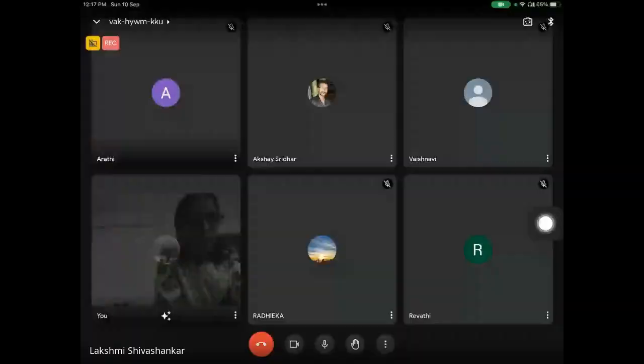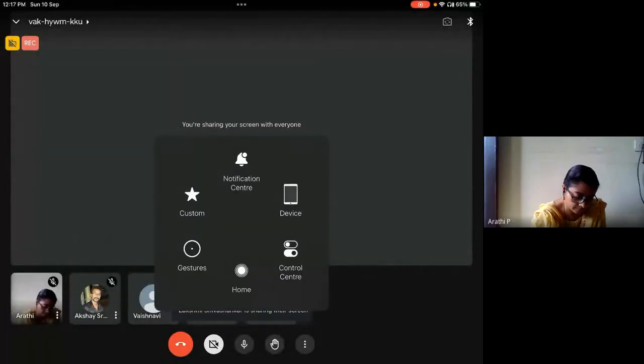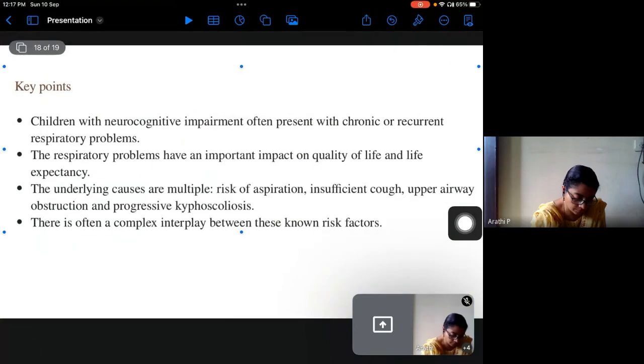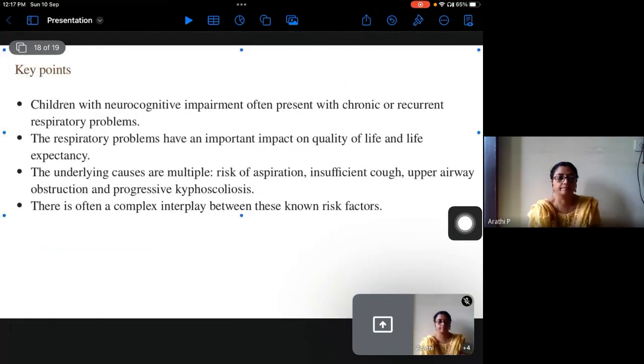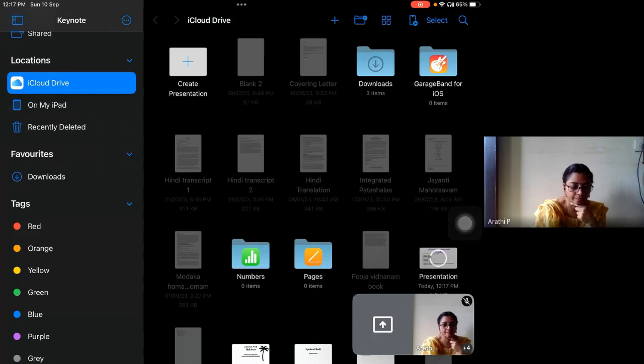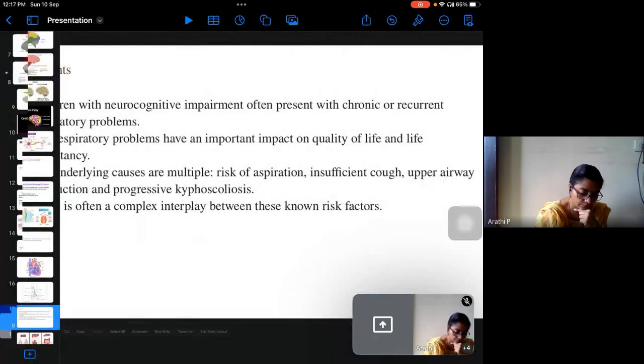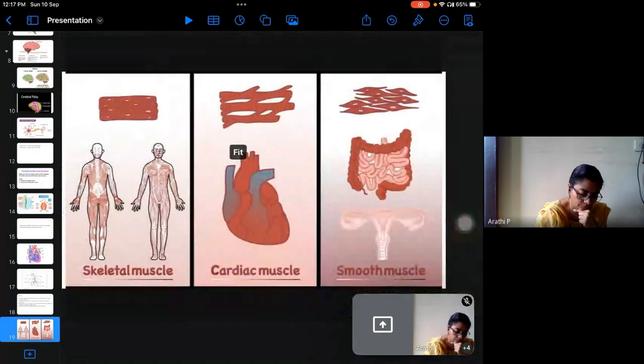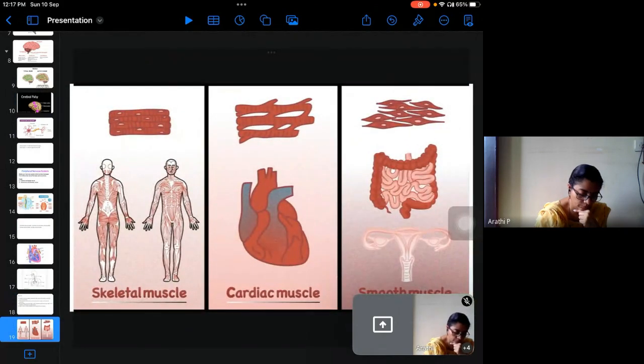The three main systems are nervous system, circulatory and respiratory. Okay, you are able to see the screen?